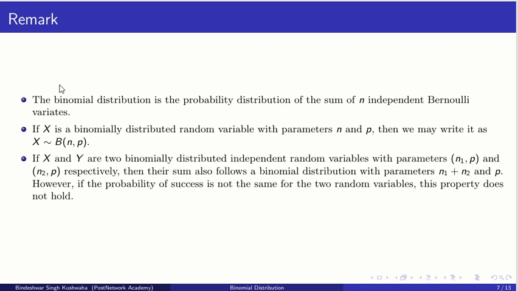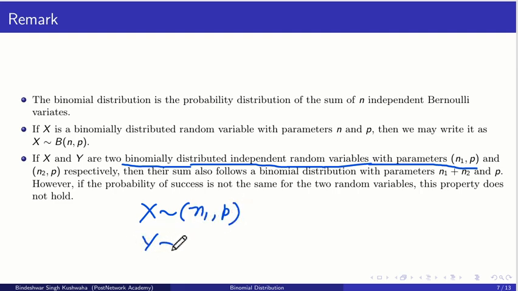And this is the most important property. If X and Y are two binomially distributed independent random variables with parameters n1 and p, that means X following (n1, p) and Y following (n2, p), then their sum also follows a binomial distribution with parameters n1 plus n2.